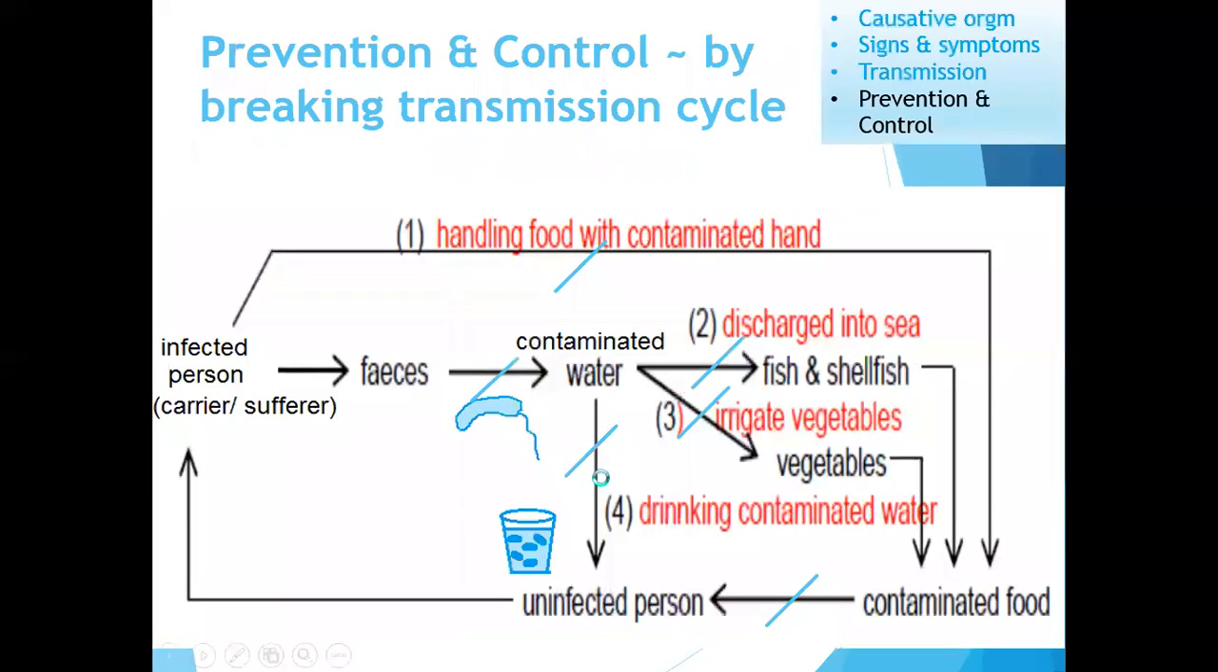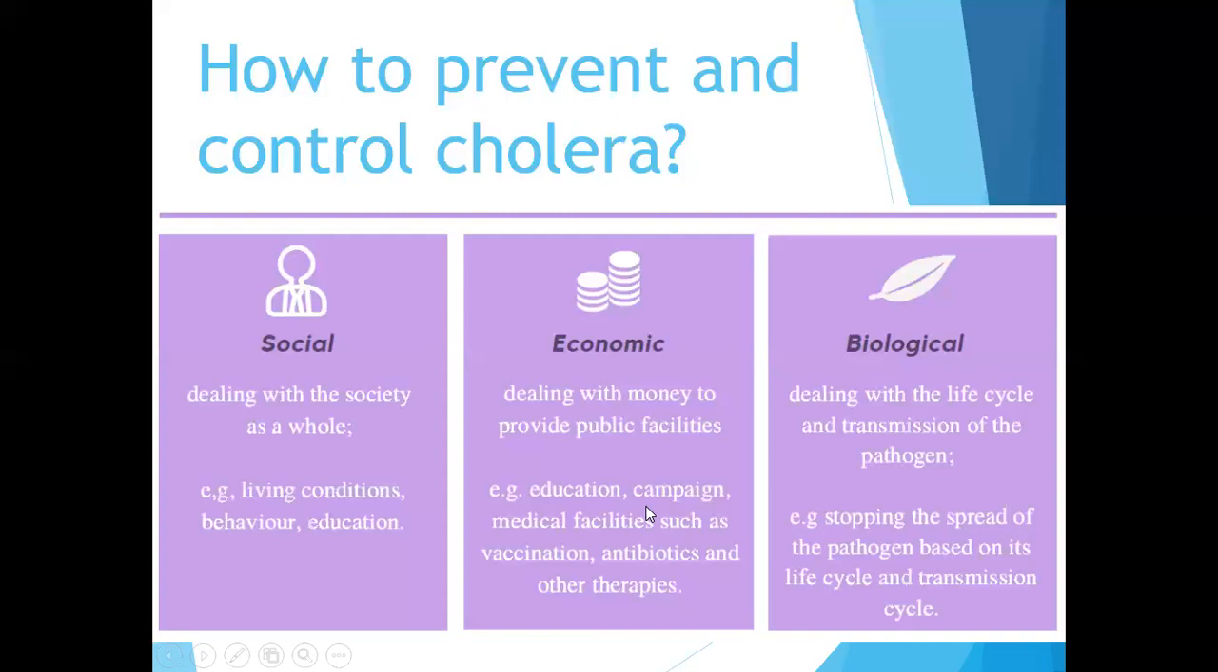Having campaigns, right? Campaign means what? We put posters, we put it on radio and TV during break time, to tell people what they need to do. And even now in our SMS, we've received information from the government on what we need to do during this MCO period, the movement control order period, to prevent the spread of COVID virus. And also we have the medical facilities. You need money for medical facilities such as vaccination, antibiotics, and other therapies to prevent and control the disease.